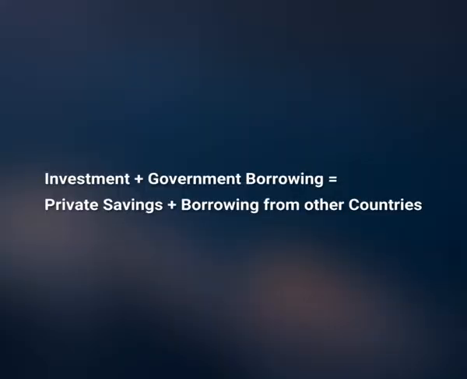The foreign sector can provide an additional source of funds for investment, if those in other countries decide they want to use some of their savings to purchase assets in our economy. In this case, there is a flow from the foreign sector into the financial sector. Also, if we lend to other countries, then the flow goes in the other direction. The flows in and out of the financial sector must balance. So, investment plus government borrowings is equal to private savings plus borrowings from other countries.